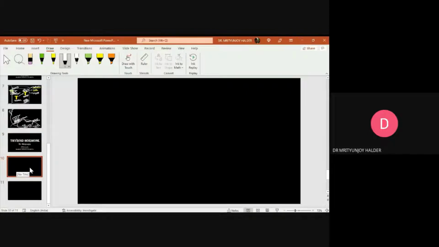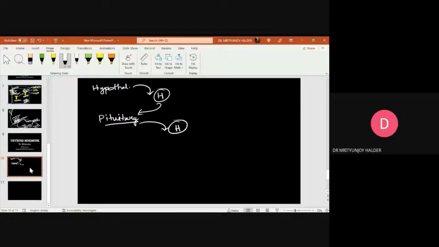All of you know that from hypothalamus, one hormone is secreted. That hormone triggers some special cells of pituitary, and from pituitary, as a result, another hormone is secreted. That hormone finally comes and stimulates the thyroid cells or thyrocytes. So from thyroid, the third hormone is released.